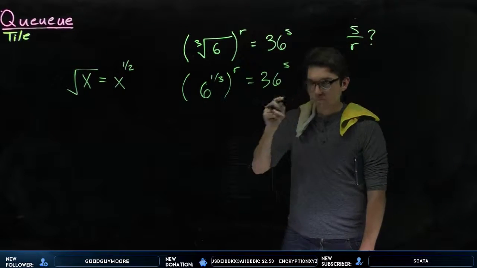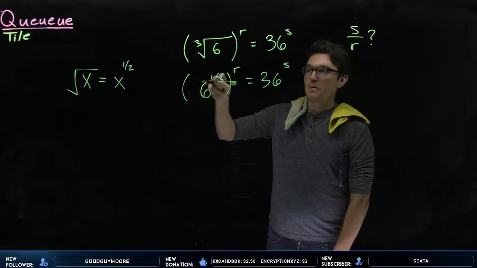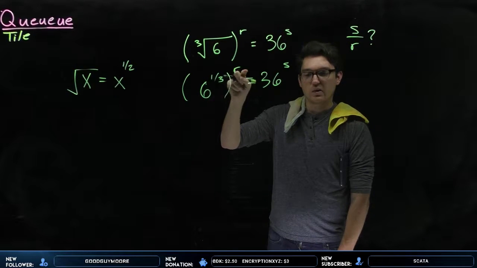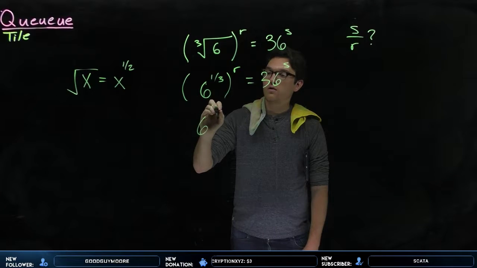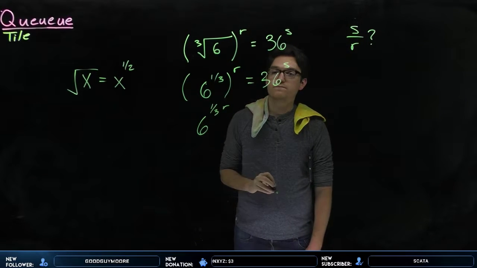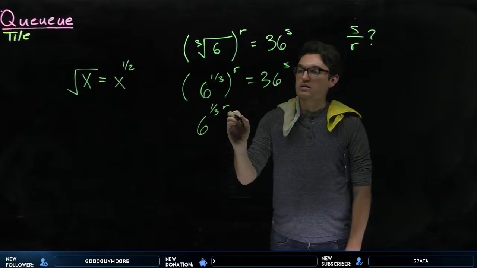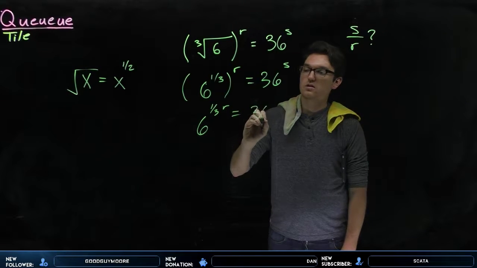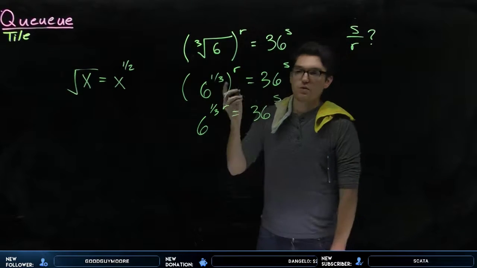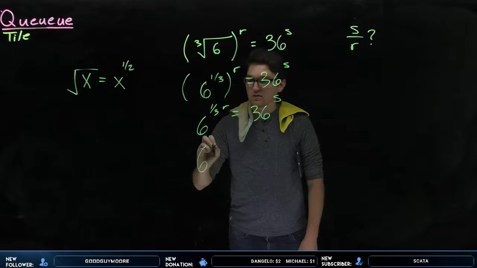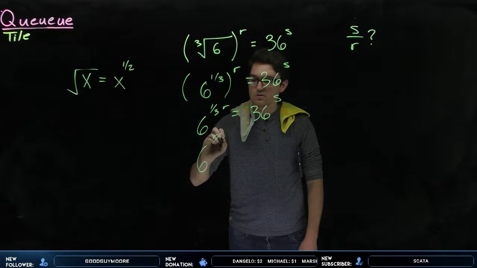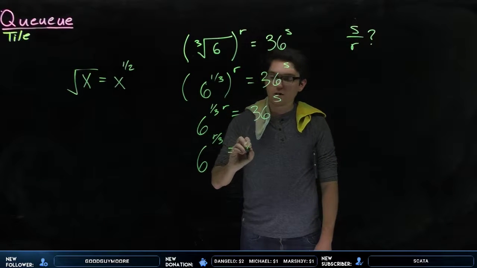Next thing we can do, when we have parentheses separating exponents like this, you're supposed to multiply the exponents together. So this is going to give us 6 to the 1/3 times r. 6 to the 1/3 r is set equal to 36 to the s, okay? The 1/3 r is the same thing as r over 3. I am kind of a stickler when it comes to little ways to simplify, so I'm going to do that, but it's not that important. Okay, 36 to the s.